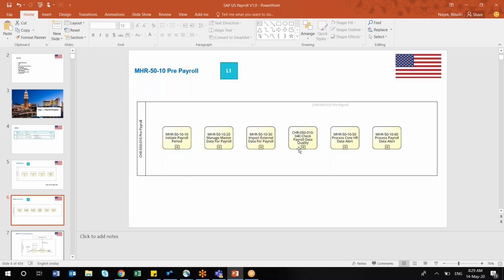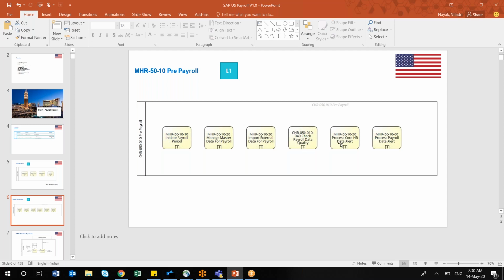Similarly, from a process point of view, in pre-payroll we check payroll data quality. I have already shown you in EC payroll how we can configure a validation rule, attach a validation rule to a particular policy, and attach that policy to a process. So we have covered those things. The purpose of doing that configuration is to ensure payroll data quality, so that there are no data discrepancies, redundancy or inconsistency of data whenever we do the payroll run.